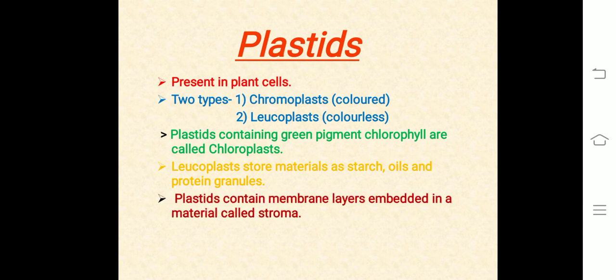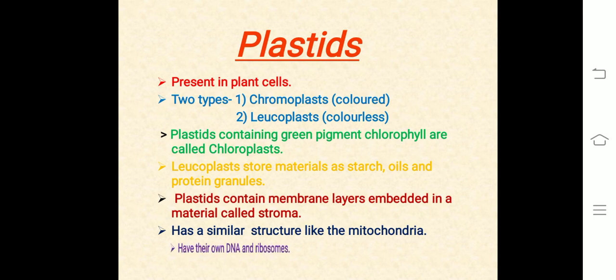If we talk about the internal organization of plastids, plastids also contain membrane-bound layers embedded in a material called stroma. Plastids have a similar structure like the mitochondria. They also have their own DNA and ribosomes.